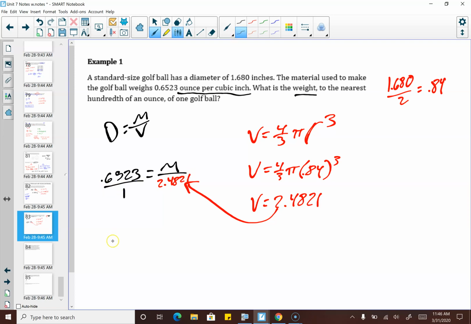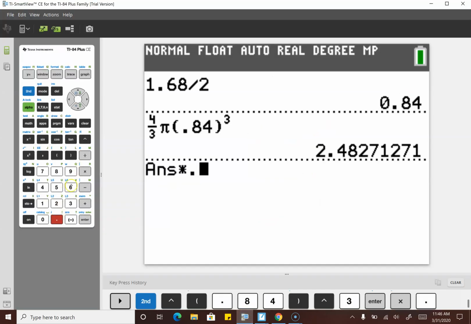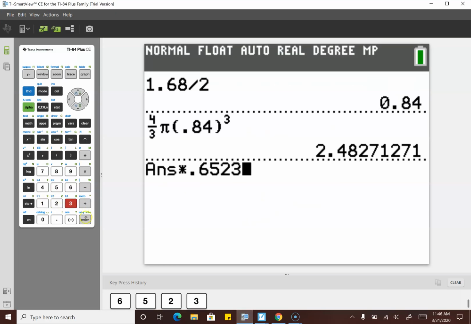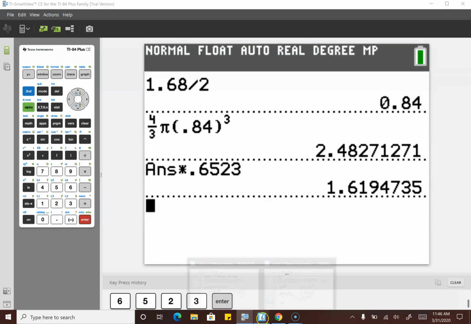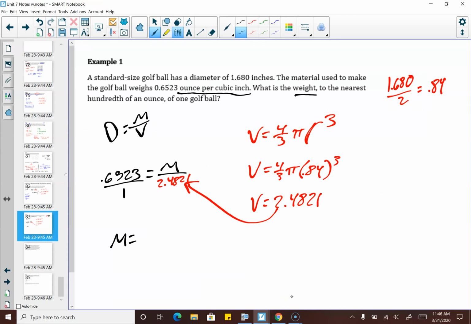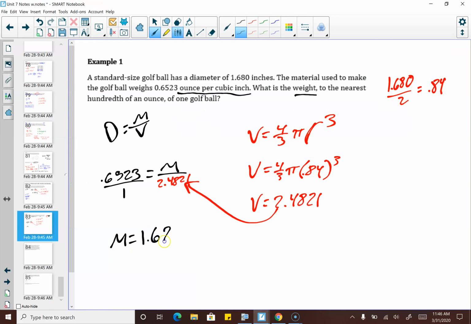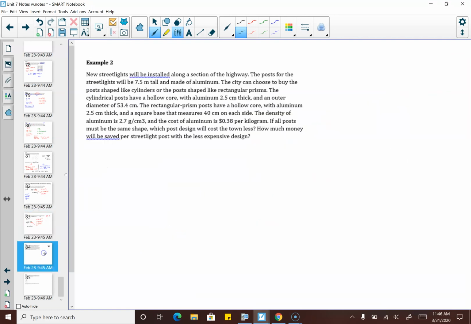We'll plug that in here. Again, same as we've been doing, we'll cross multiply. And then when we take that number and multiply it by 0.6523, we get a weight of, and they want us to round to the nearest hundredth of an ounce, we get 1.62 ounces for our standard golf ball.